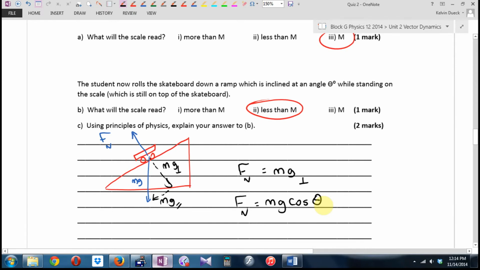Is cosine ever bigger than 1, or has it always been a decimal less than 1? It's always been a decimal. So if normally, no pun intended, the normal force is mg, but you're multiplying it by a decimal, is your new answer going to be bigger, smaller, or the same size as mg? Got to be smaller if you're multiplying by a decimal less than 1, right? If you're multiplying it by 0.8 or 0.5 or whatever the cosine is.